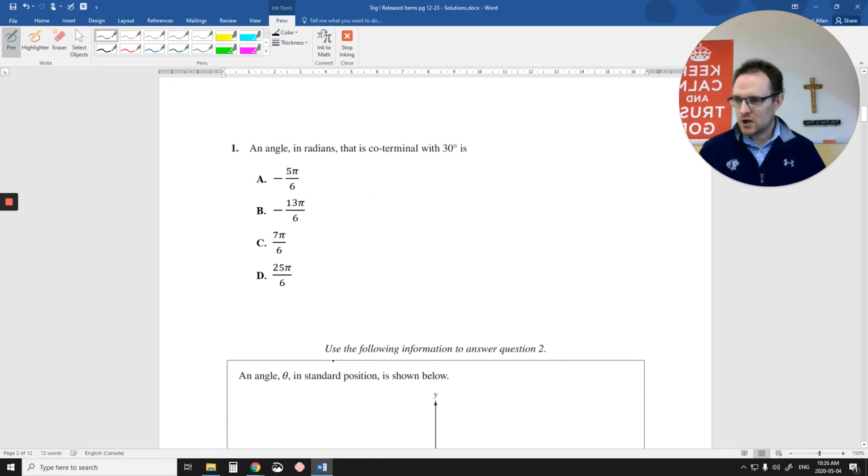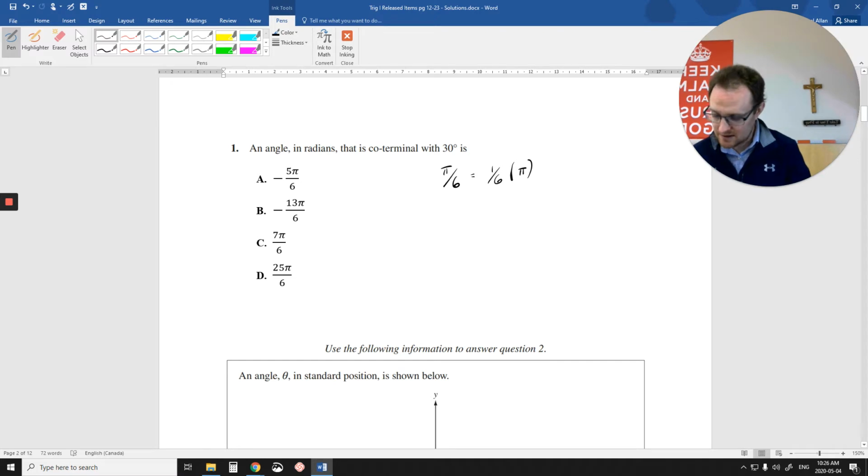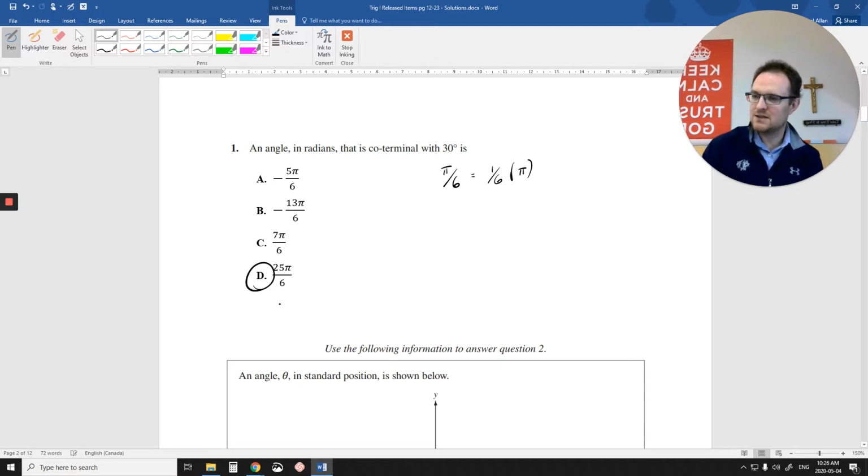Which of these are coterminal to 30 degrees? So 30 degrees is pi over 6. I'm just going to change it to that, which is 1/6 pi. Okay, so I'm just worried about the 1/6. Let's do some positive ones first. I'm going to add 2. Math, enter. 13 over 6, that's not quite in there. I'm going to add 2 again. Math, enter. 25 over 6. So I actually do get one down here in the positive side.